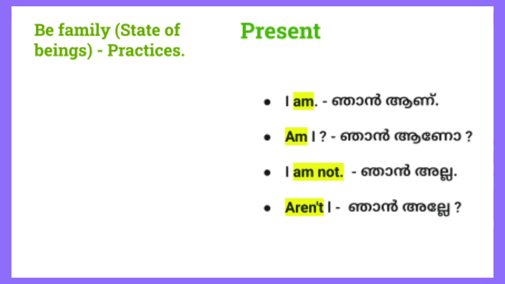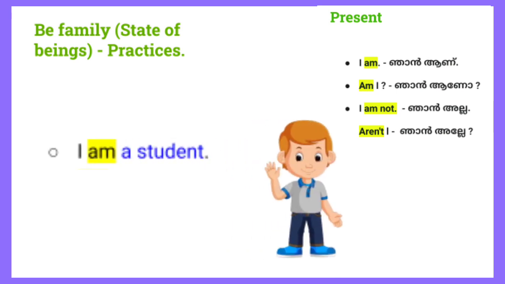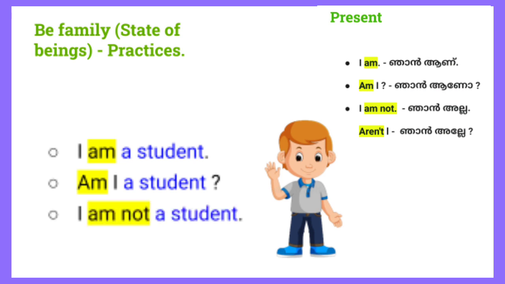Okay, from be family present form. I am a student. Am I a student? I am not a student. Aren't I a student? Once again, I am a student. Am I a student? I am not a student. Aren't I a student? Here, the first sentence we changed into a question. It is a normal sentence. The third sentence was the negative form. That also we changed into a question.